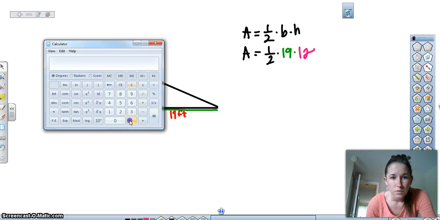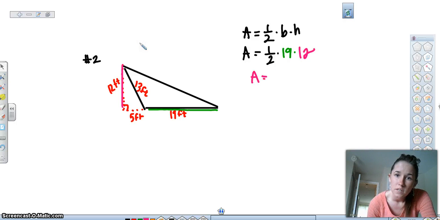So you would do 0.5 times 19 times 12. 114 is the area, and we will label it feet squared since we are finding area.